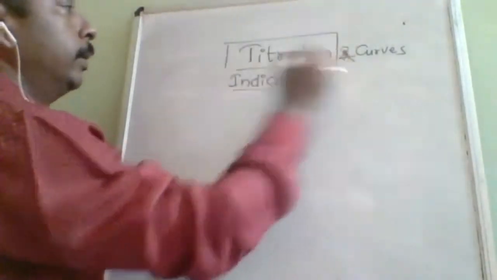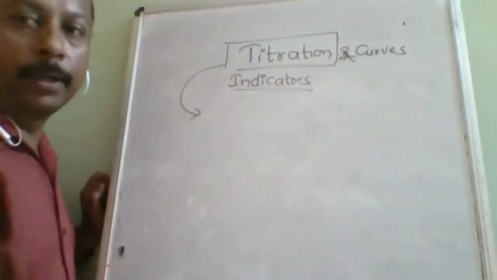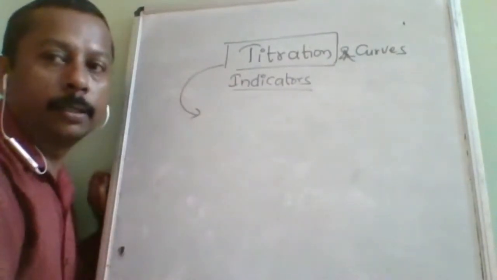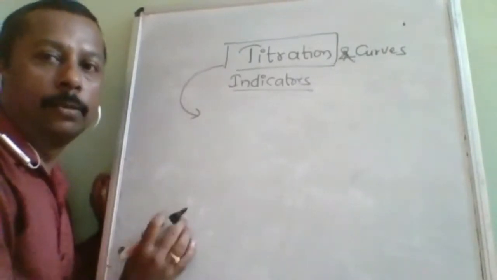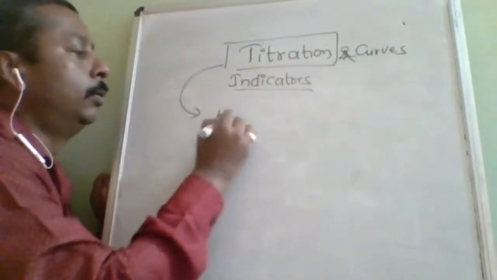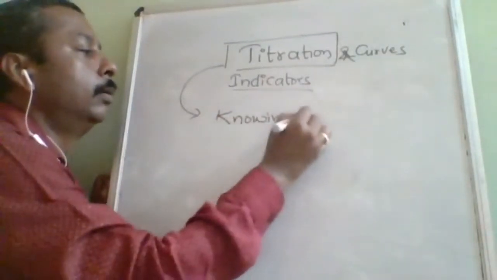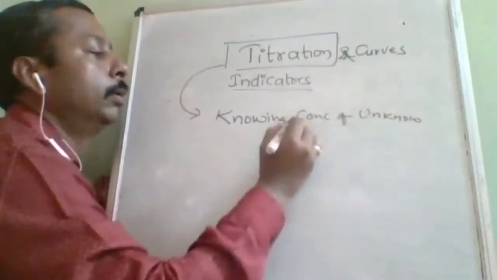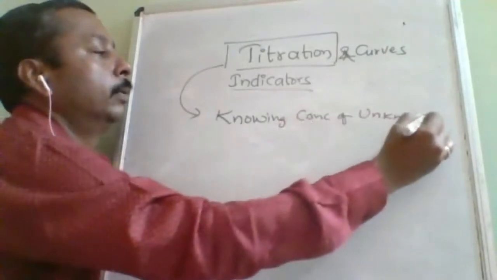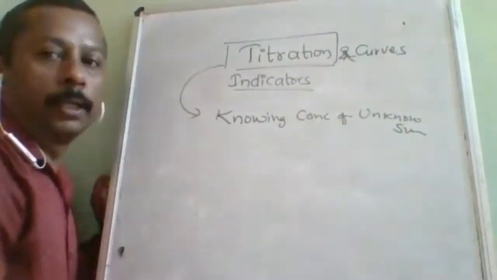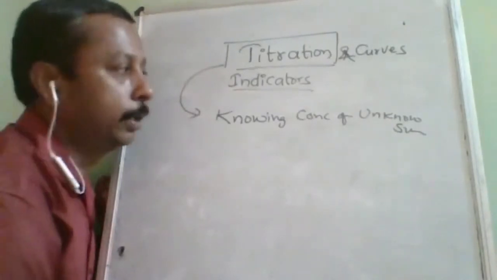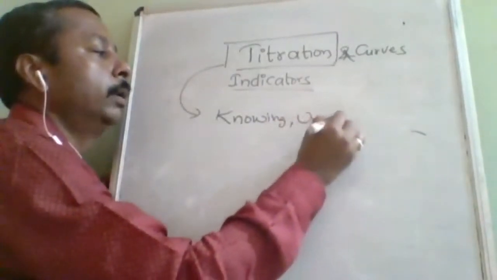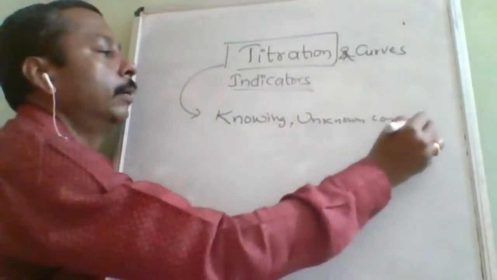First of all, titration. What is the basic meaning of titration? Titration is knowing the concentration of an unknown substance. Knowing the unknown concentration of a substance, depending on the type of substance.